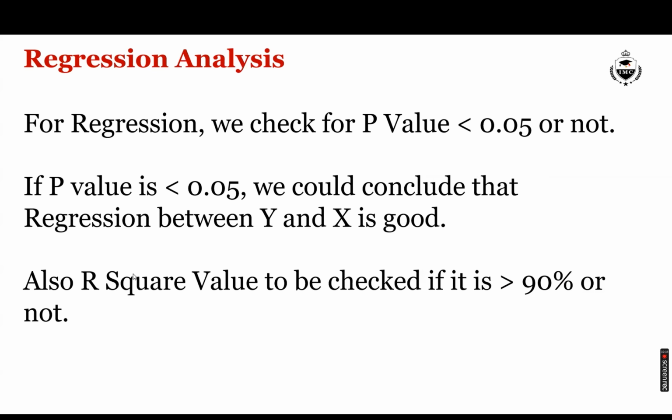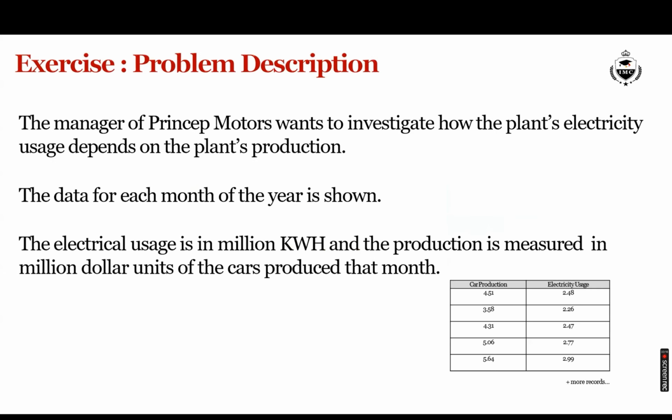Regression analysis talks about how much the Y data is dependent on the X data, or how much the changes to the X data have an impact on the Y data. In a regression equation, there are two values we generally check. One is the p-value, which should be less than or equal to 0.05, and then the R-square value, which ideally should be greater than or equal to 90%. That is how much percentage of the data has a good regression. So this is one case study on regression.